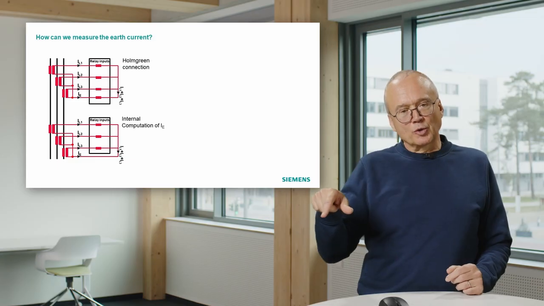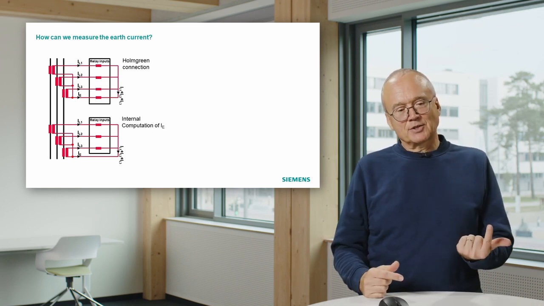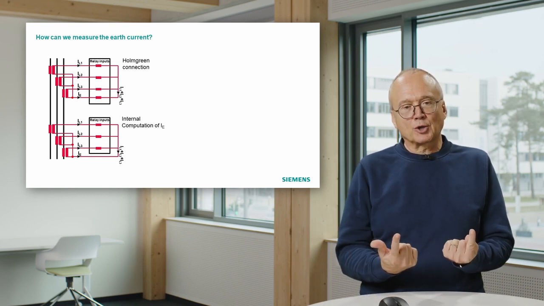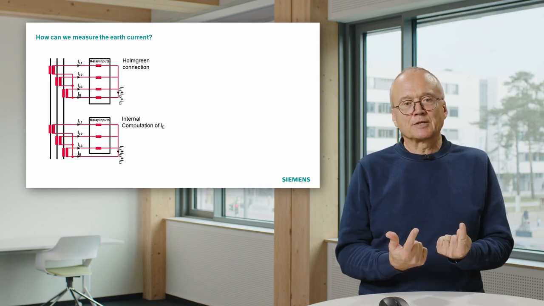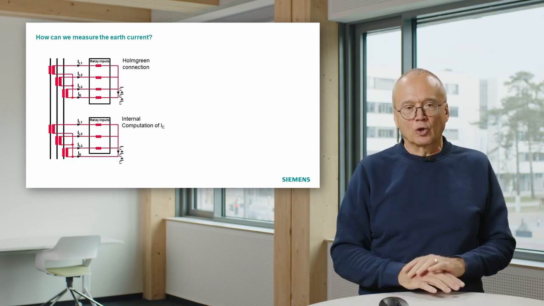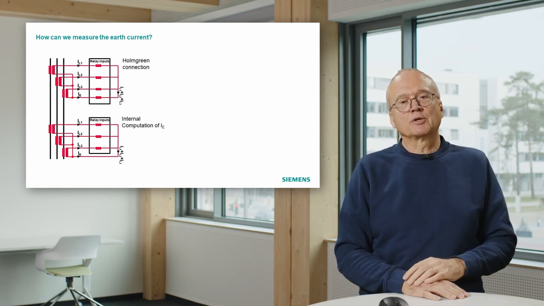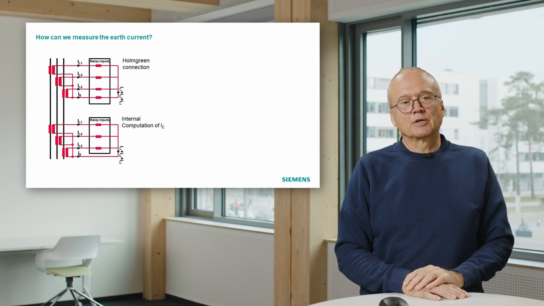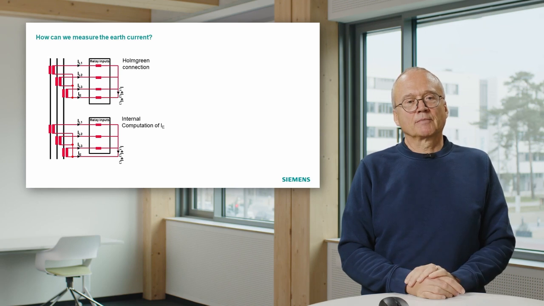And you can also do the computation internally, and then you can check, is the earth current you measure identical with the earth current you compute? And if you see a significant difference, it is an indication that something is wrong in your data acquisition. That means with this 4th measuring input, you get an additional redundancy in the measurement, and with that you can block the system if you detect something.